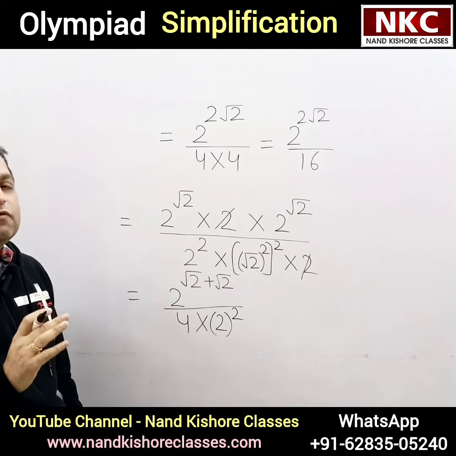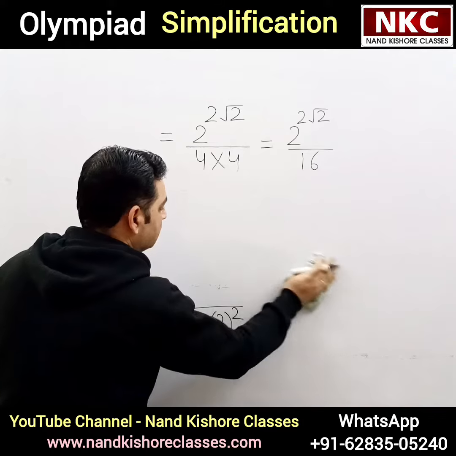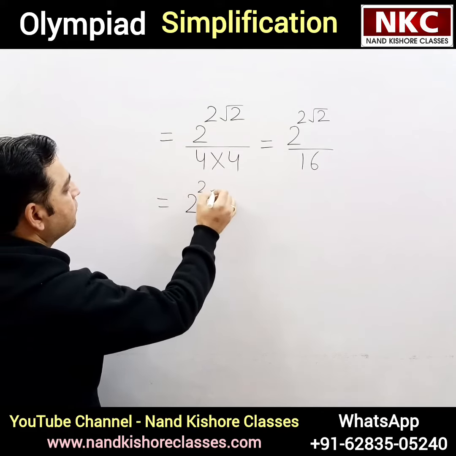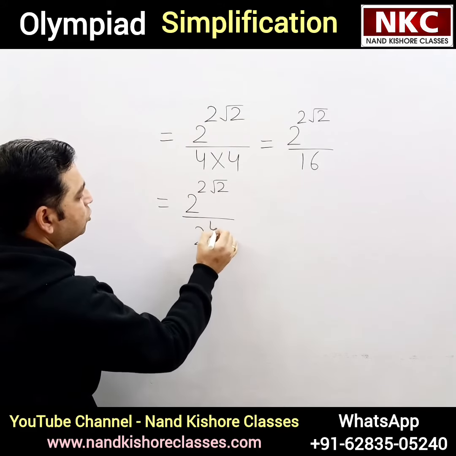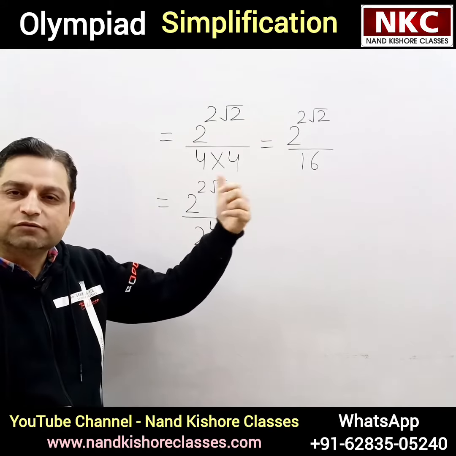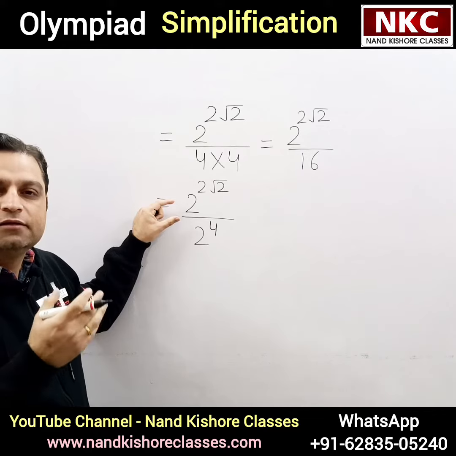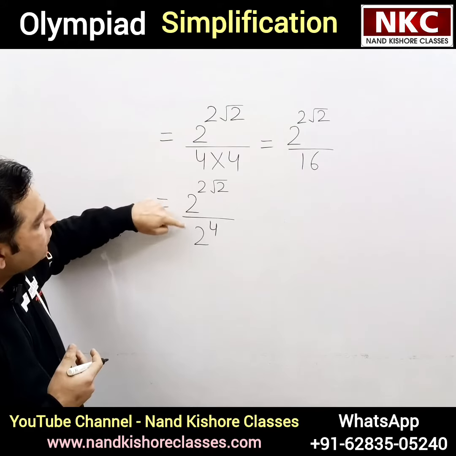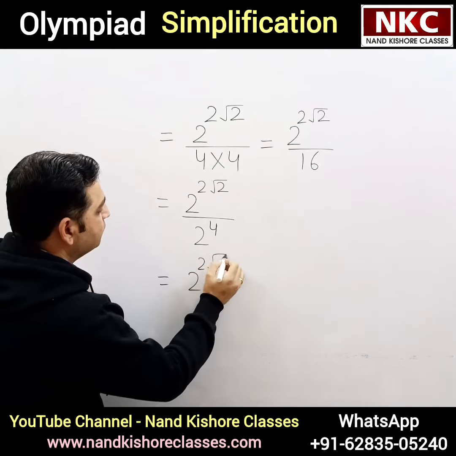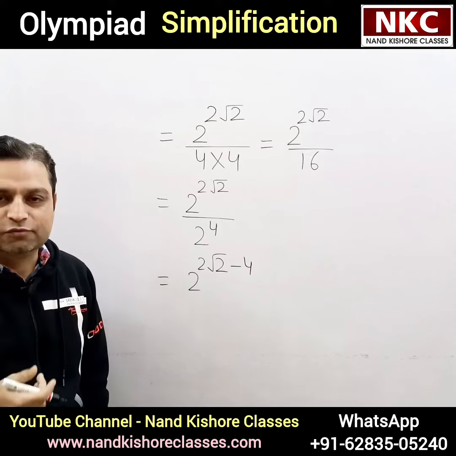But if we want final answer to be in the same base, we can still continue it. How can we continue it? 16 can be written as like this. 16 can be written as 2 to the power 4, because 2 multiplied 4 times, 2 times 2 times 2 times 2 gives 16. Now exponent rule of law of exponents can be used. Division, because same base is there, exponents will be subtracted. What will happen? This power 4 goes above and will be subtracted. We get 2 power 2 root 2 minus 4.